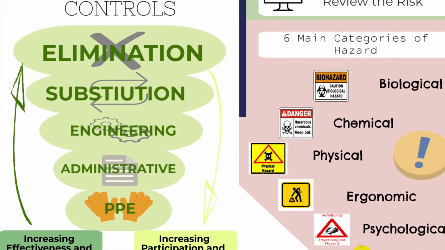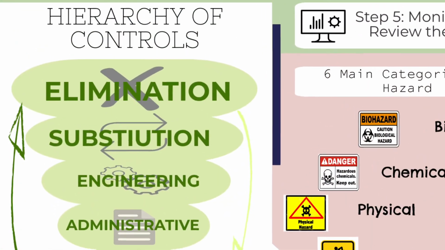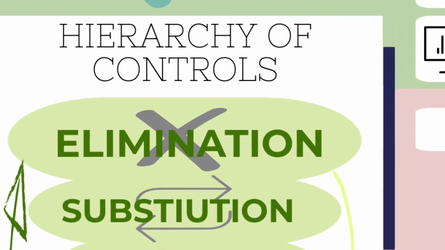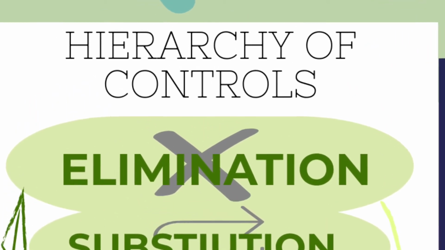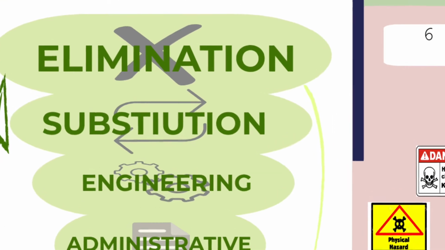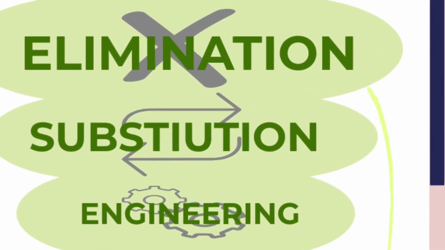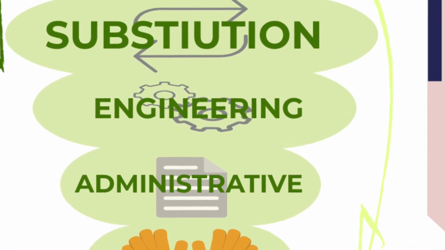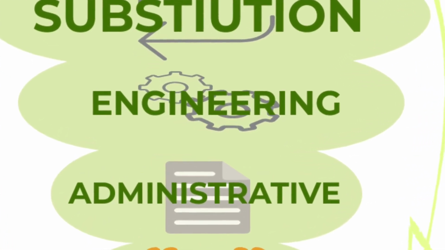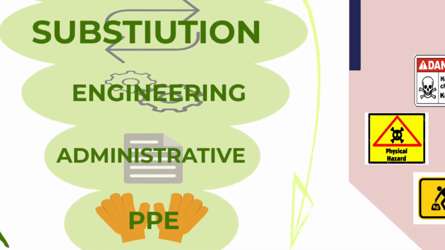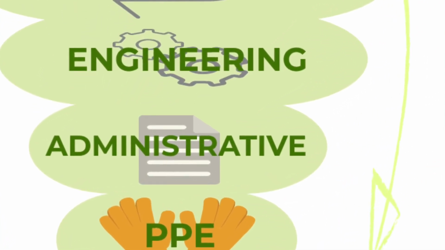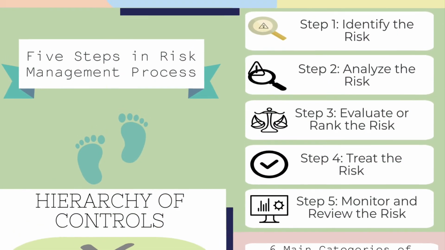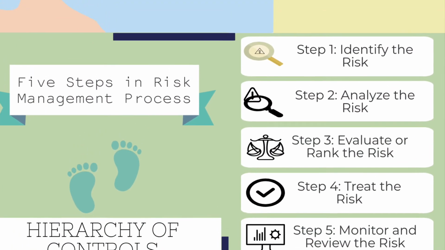Hierarchy of controls. Here is the hierarchy of controls. First is elimination, which means physically removing the hazard. Next is substitution, which replaces the hazard. Next is engineering controls, which means isolating people from the hazard. Next is administrative controls, which change the way people work. And next is personal protective equipment.